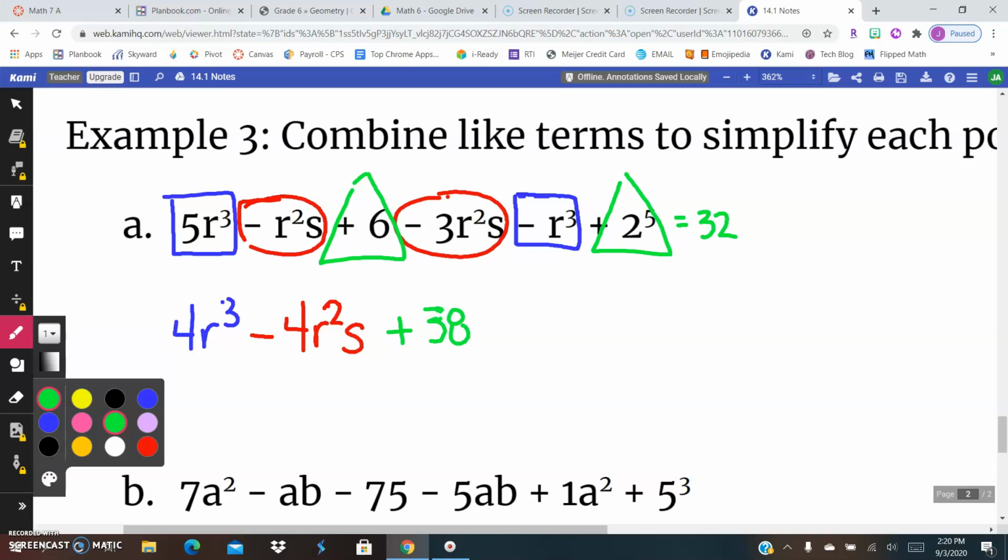In your last step, you want to make sure that they're written highest degree to lowest degree, and in this case, we need to flip the red one and the blue one because the red is r squared s. That would actually be a degree of 3. And, oh, sorry, that would be the same as the 4r to the third power, so we can leave it just the way it is.